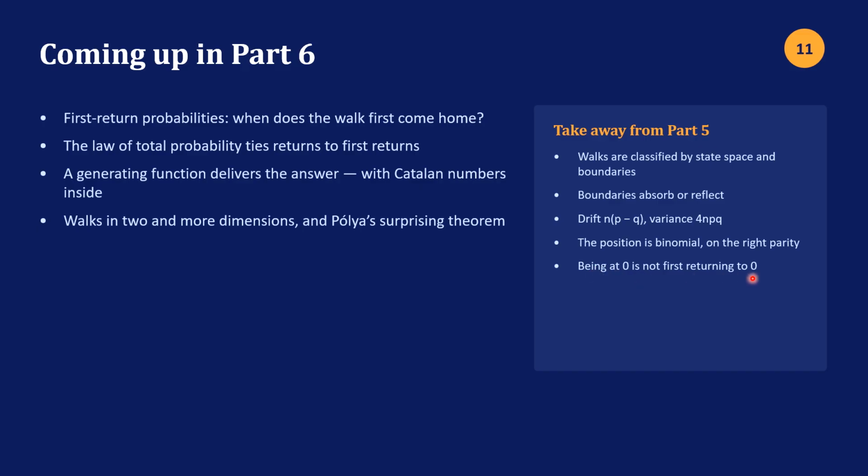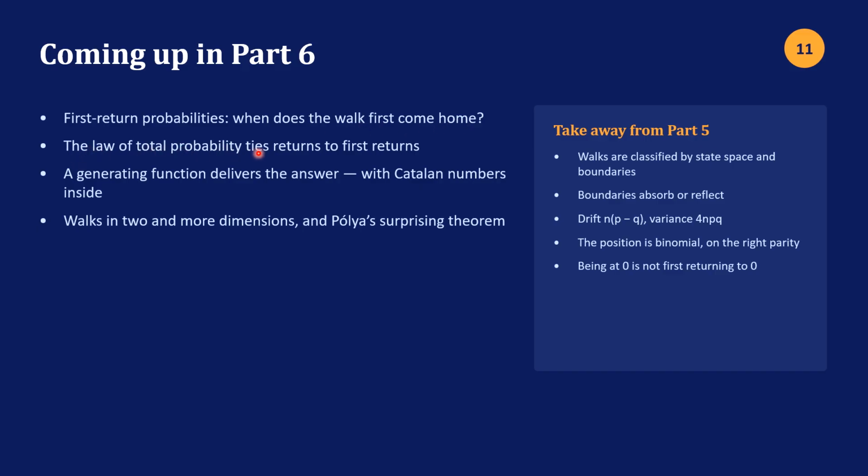And then I mentioned on the last slide that beginning at state 0 is not first returning to 0. So we didn't calculate the first return probabilities; we calculated just the probability of being in 0 at step n, but not the first time. That's what I mean by this bullet. We'll get to that in the next lesson, which I have mentioned here on the left. So first return probabilities: when does the walk first come home? So when do you first come back to the state, as opposed to just being in that state at step n?